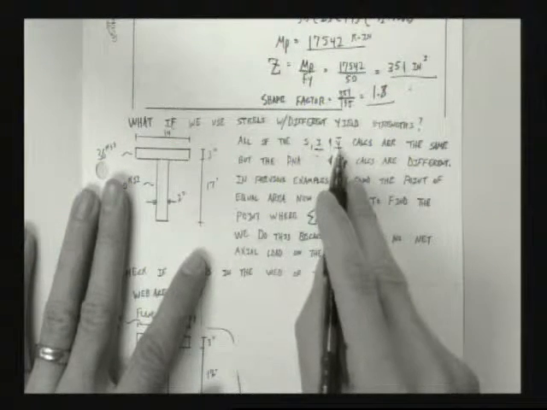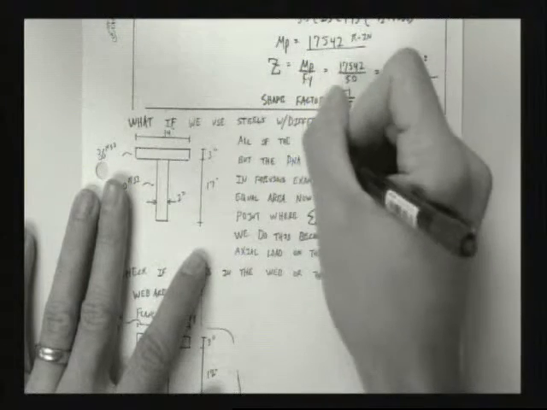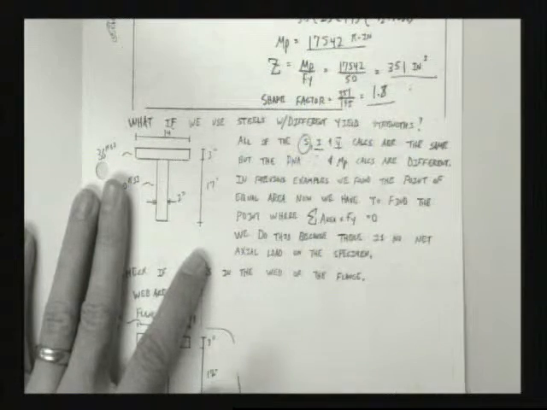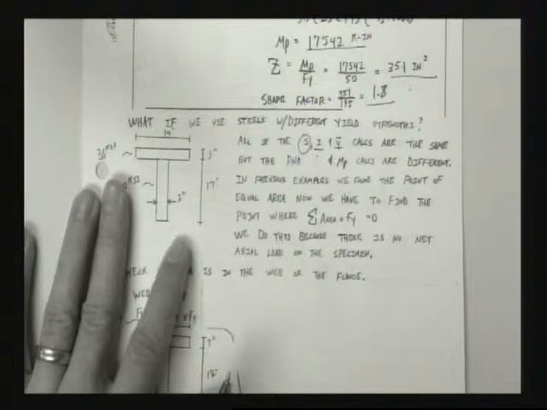Y bar doesn't have any impact on yield strength, but what is S? What's the definition of S? It's not just I over Y.